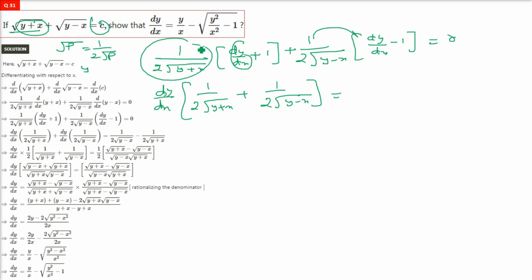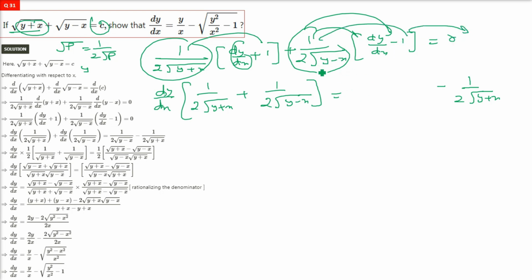And I'm taking it on the right hand side also, in the same step. So the first one will be negative when we take it on the right hand side: minus 1 by twice of under root y plus x. And this one is negative, so when it goes on the right hand side, it will be positive: 1 by twice of under root y minus x. First we have to multiply and then take it on the right hand side. So 1 by twice of under root y minus x it will be.